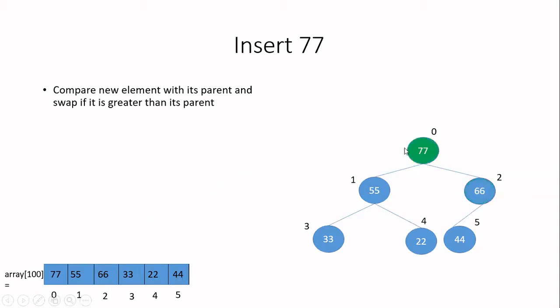Now my node is at this particular index. Again, I have to compare this 77 with its parent if it exists. But 77 has already occupied the root position. Definitely, it will not have any parent. So I have to stop the process of comparison. This is what we do in the insertion process.